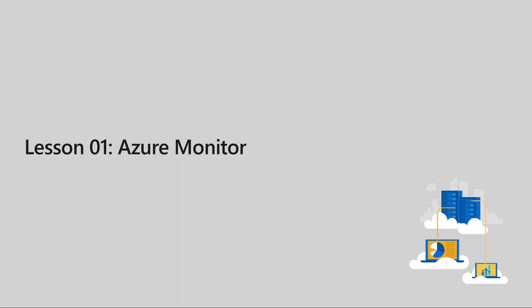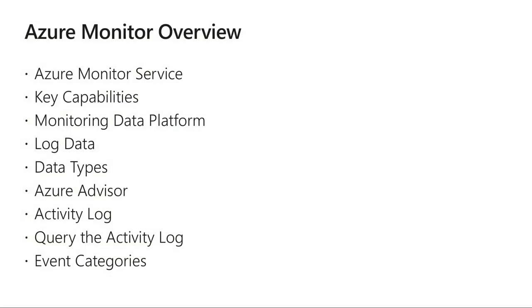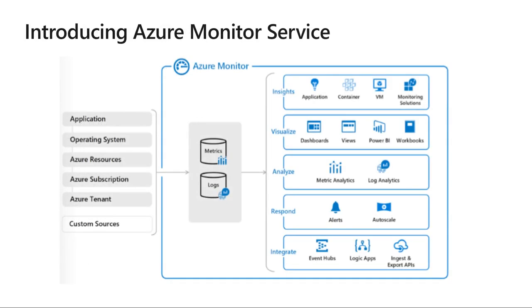All right, so let's start with Azure Monitor. We will be bringing in almost eight subcategories here: the monitor service, the core and key capabilities, the data platform, log data, data types, advisor logs, query the activity log, and the event categories. So let's start with the Azure Monitor service.